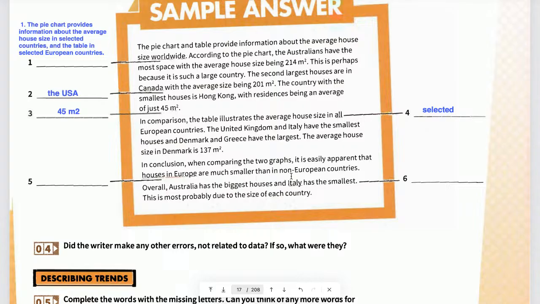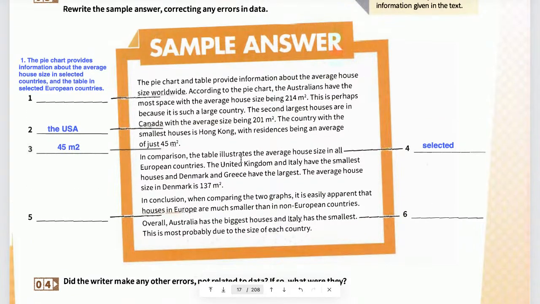Now tell me, when they say it is easily apparent that houses in Europe, when they say houses in Europe, are they talking about some houses in Europe or all houses in Europe? They are talking about all houses in Europe, right? Because they just use houses. In general, all houses in Europe are much smaller than in non-European countries.